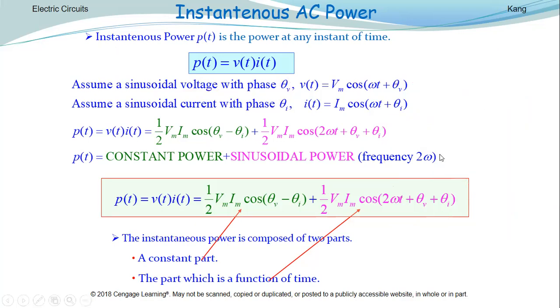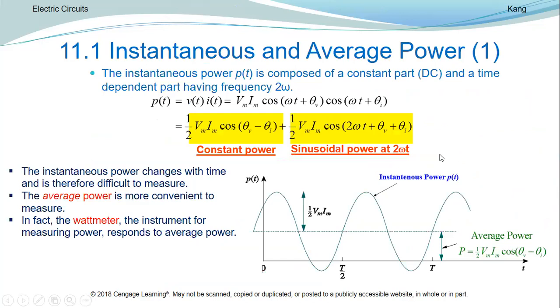Moving towards the next, this is the plot. The plot will show the instantaneous power against time. This will not start at 0. There is a lag, which makes a difference of cos(theta v minus theta I). So this is basically a lag in my instantaneous power.